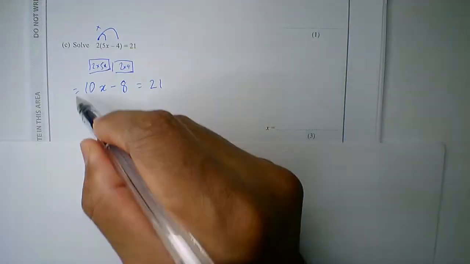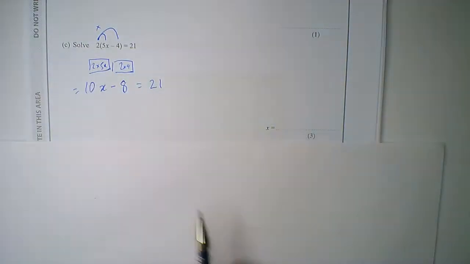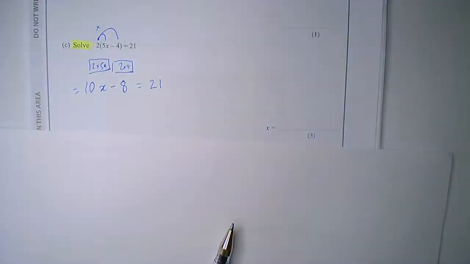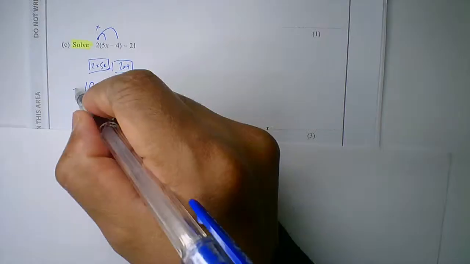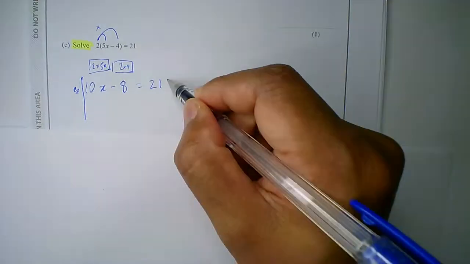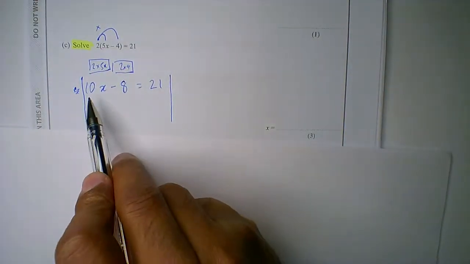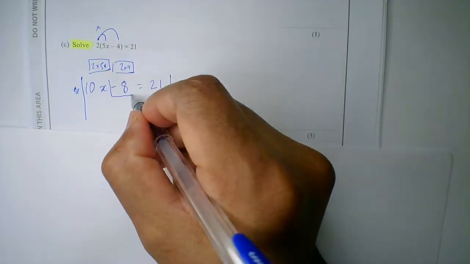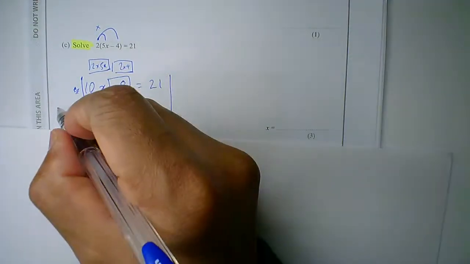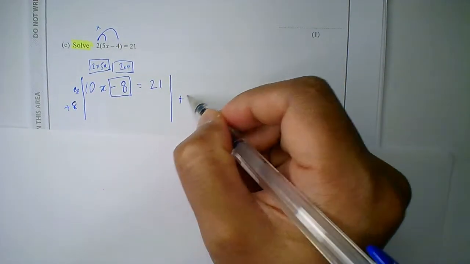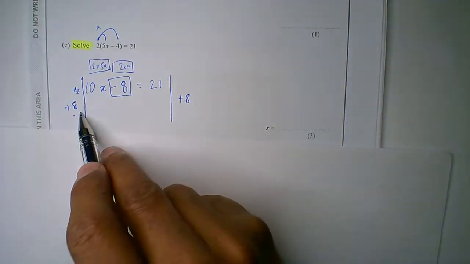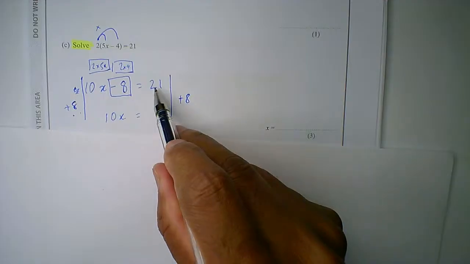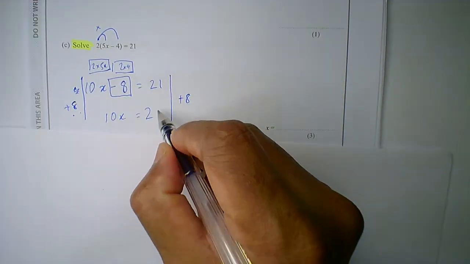Okay, so now that's done. Now, because I need to solve this, because that's what the question says, the question does say solve. That means I need to find out what x is going to be. Okay, so I'm going to do some working out now. So what is furthest away from x is the 8. So I'm going to remove the 8. Opposite of minus 8 is going to be plus 8. So I do that on both sides. The 8's cancel, so I'm left with 10x equals 21 plus 8 is 29.